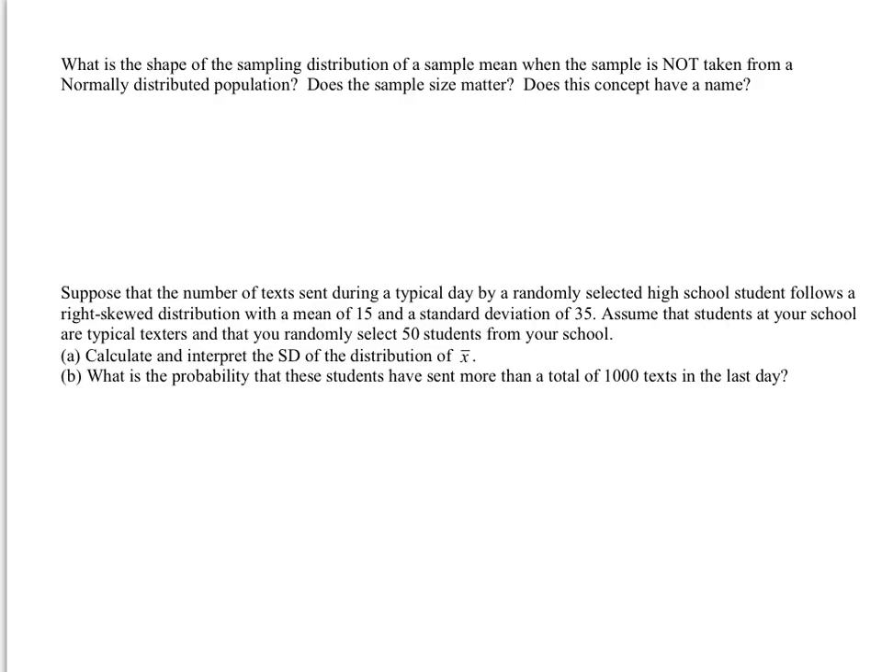Okay, so the next question: what is the shape of the sampling distribution of a sample mean when the sample is not taken from a normal population? Does the sample size matter? Yes, it does. So this one is really important. In the case where you have a sample size that is greater than 30, x bar will be approximately normal. So if you are taking a whole bunch of samples that are bigger than 30, your sampling distribution will be approximately normal.